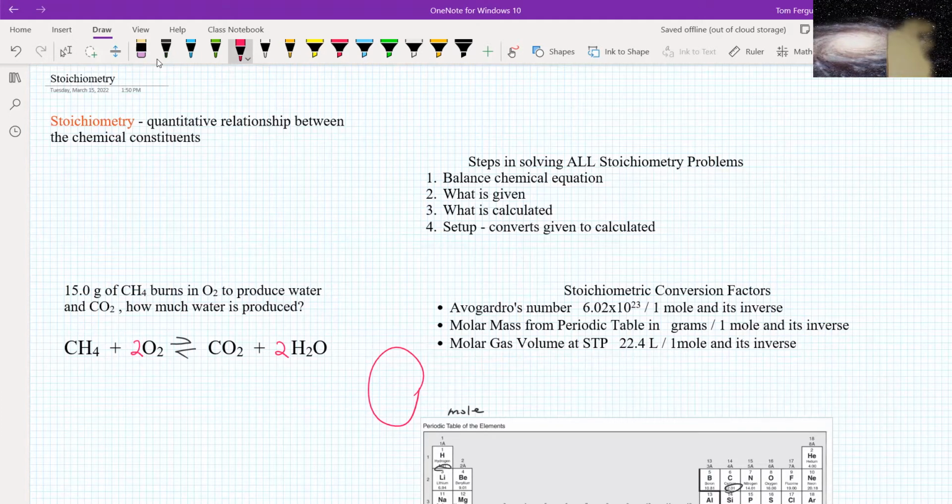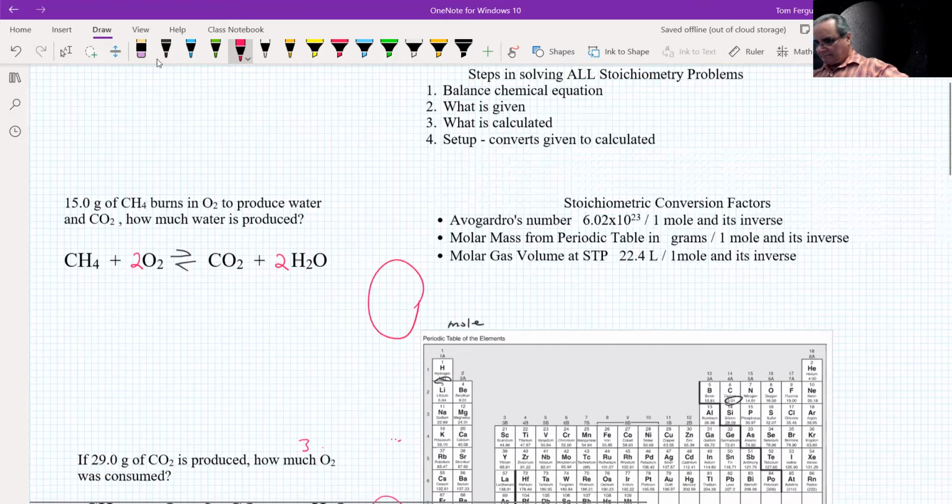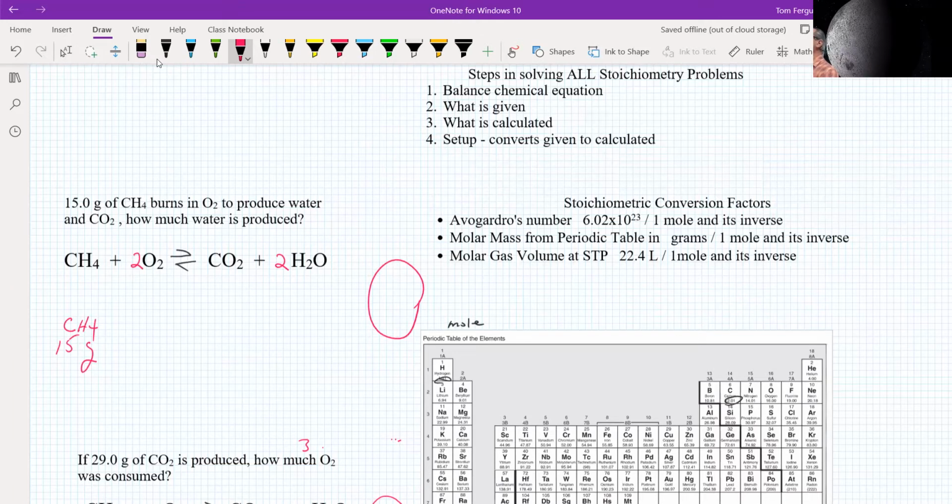Step number 2, what's given? Exactly, 15 grams of methane. So that goes on the left. And what are we trying to calculate? Yeah, how much means grams. So we want grams of water produced. That goes on the right.